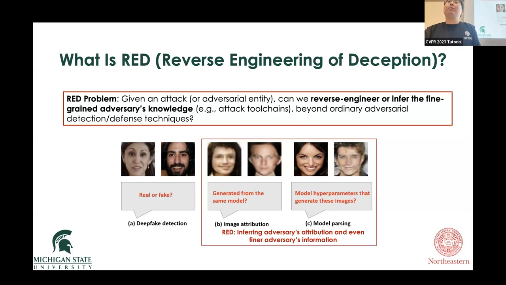You're trying to infer some fine-grained details about the generative model used to generate this attack instance. This we call the model parsing problem, which also belongs to the scope of RED, reverse engineering of deceptions. Through these examples, I'm trying to emphasize what RED is. RED basically asks: can we infer adversarial attribution and even finer adversarial knowledge from the attack instances? This is from the generative model perspective, but later on you will also see some adversarial example cases as well.